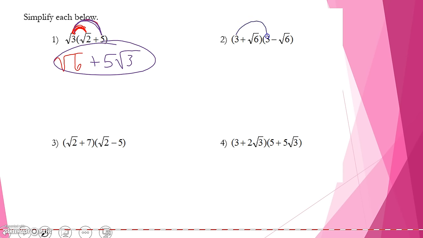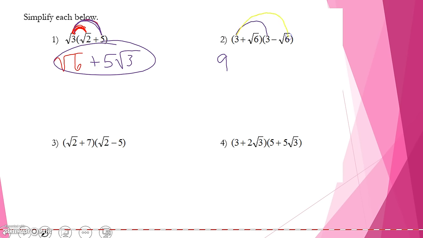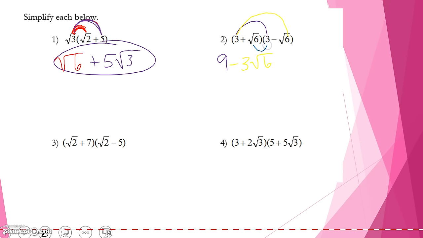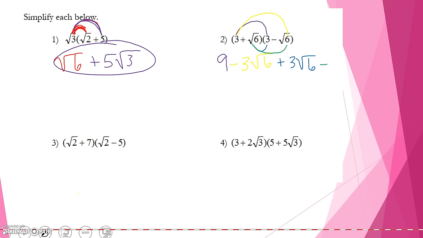Number 2 is I have to now FOIL, and so if you're a FOIL person, you would do the first, which is 3 times 3 is 9, and then you would do the outside. 3 times negative square root of 6 is negative 3 square root of 6, and then you would do the inside. Square root of 6 times 3 is 3 square root of 6, and then you do the last. This last one's always the hardest. Square root of 6 times square root of 6.